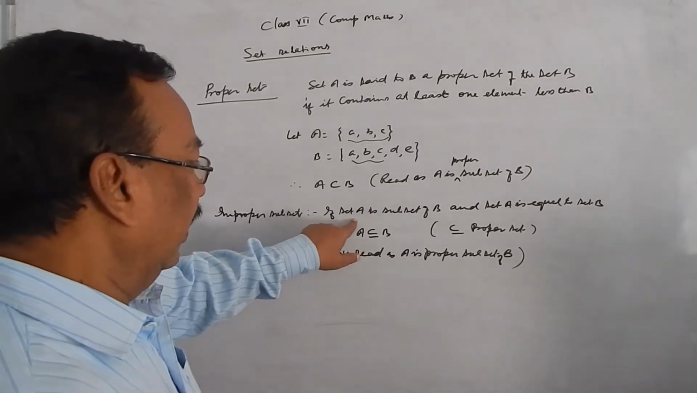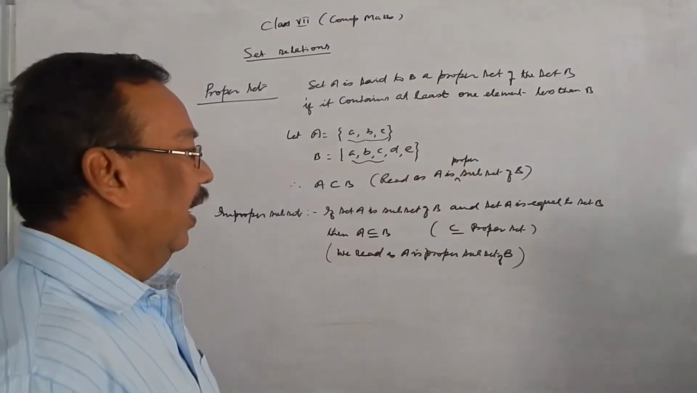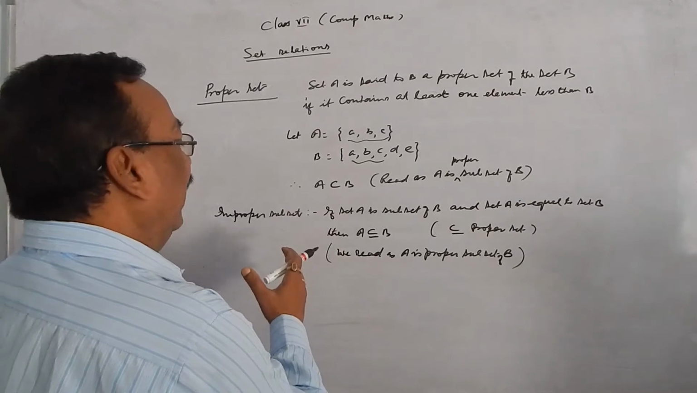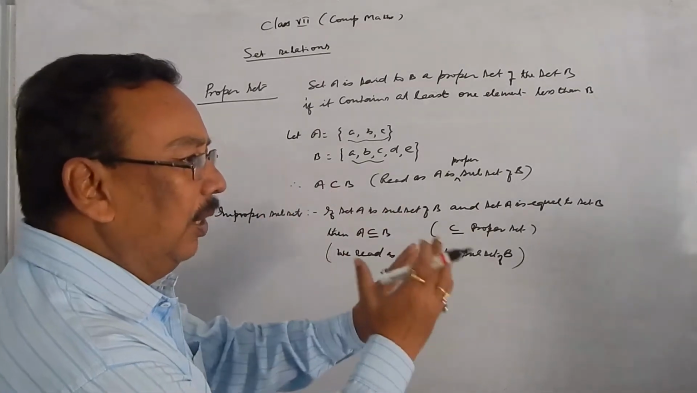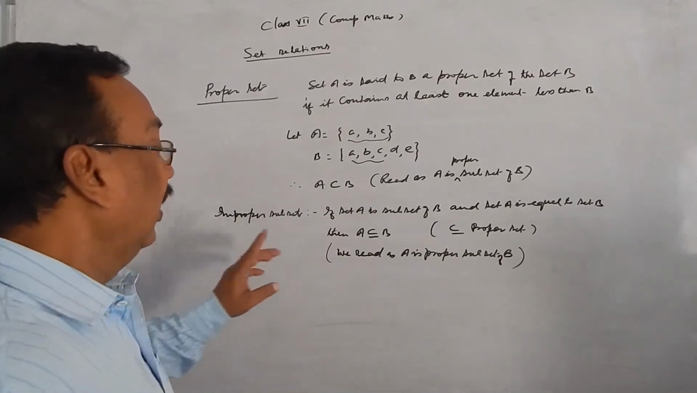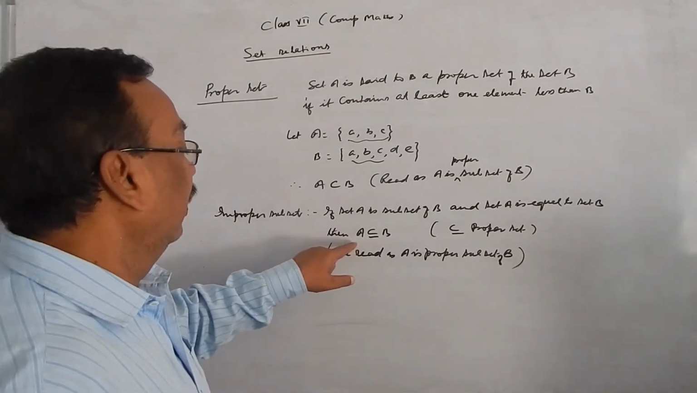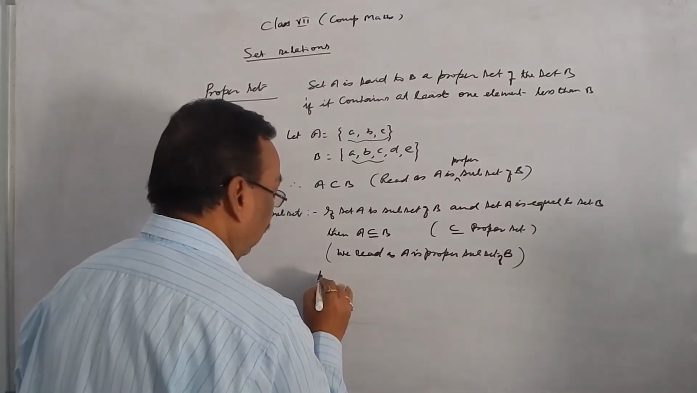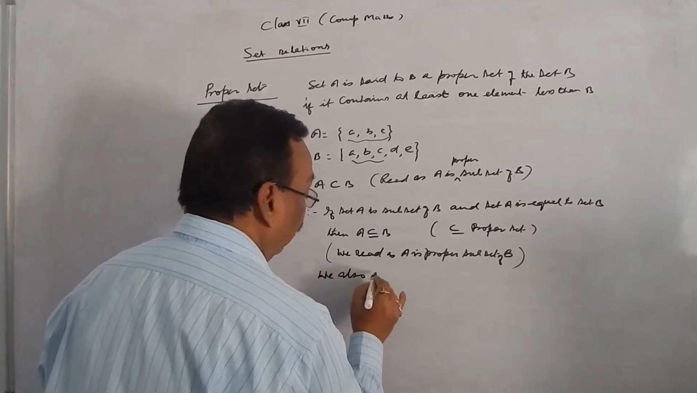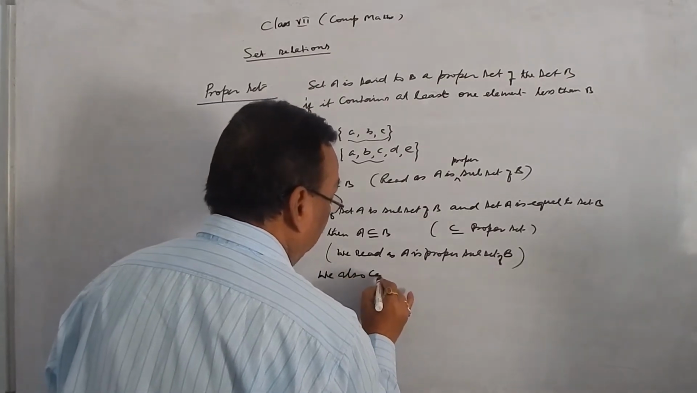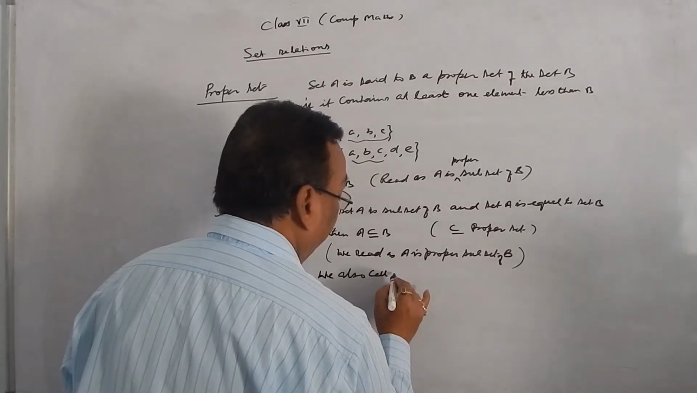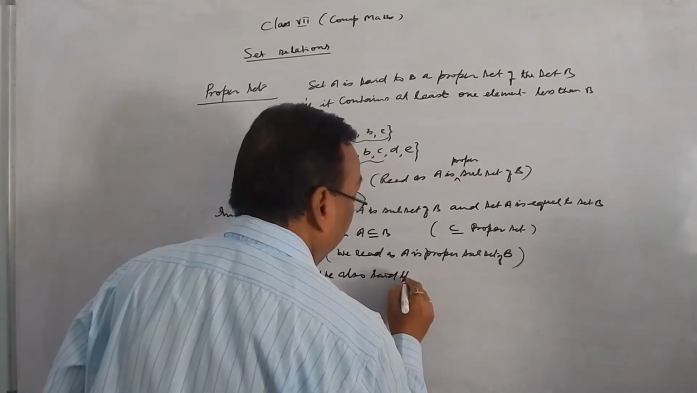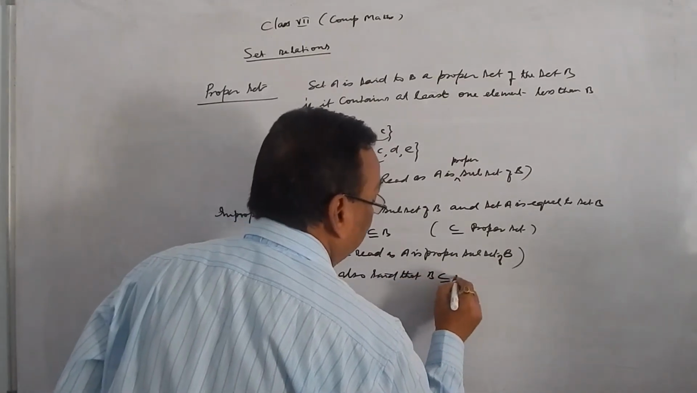Now come to improper subset. If set A is a subset of B and set A is equal to B, means all elements of A are in B and all elements of B are in A, then A is called an improper subset of B, and we also say that B is a subset of A.